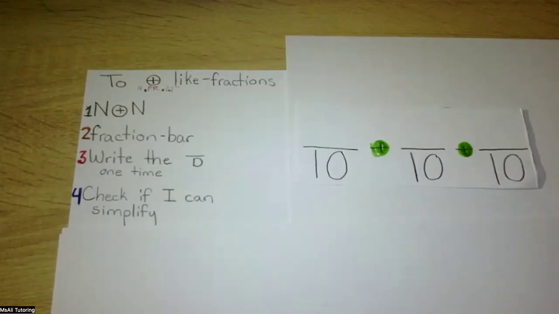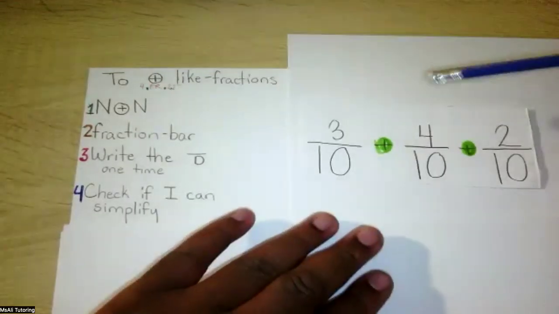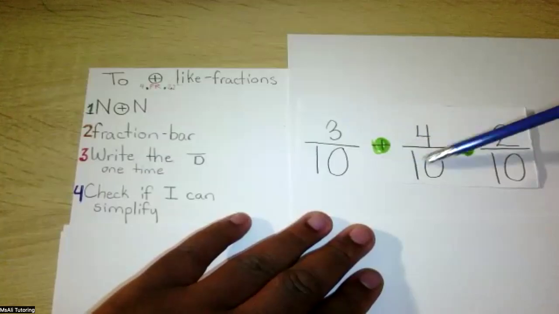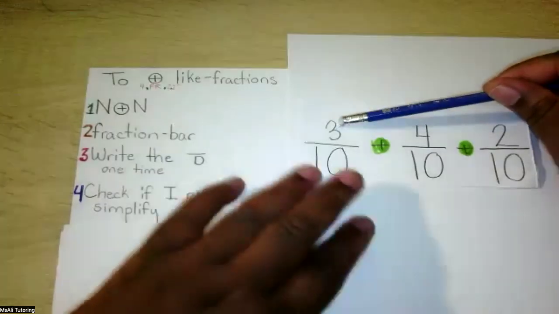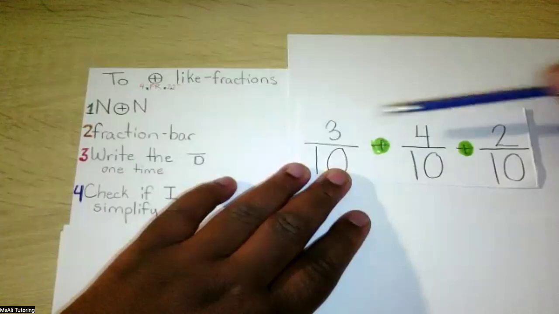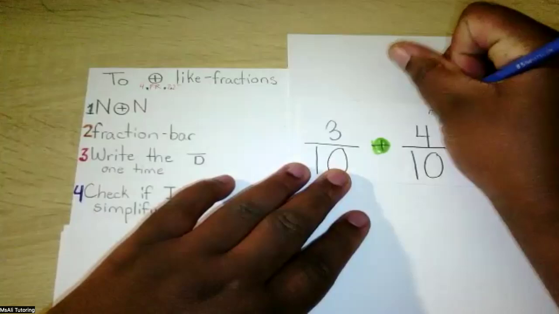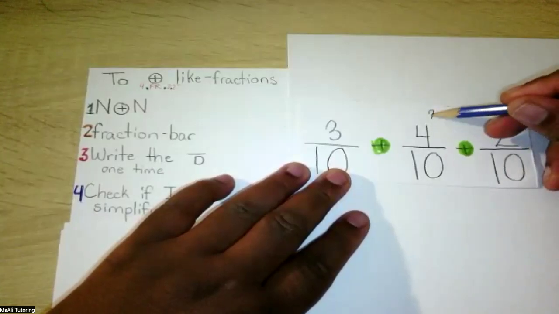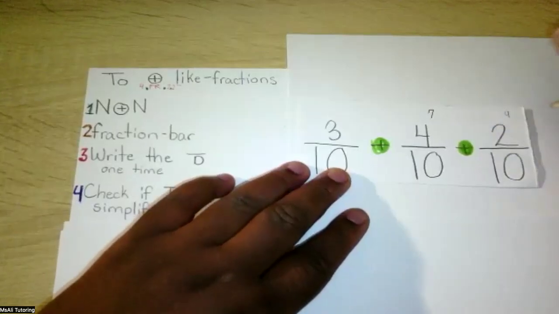So let's say there are some numerators here. So now we have 3 tenths plus 4 tenths plus 2 tenths. These are like fractions, so I'm going to do numerator plus numerator. 3 plus 4 gives me 7. I'm not done. I've got to keep adding. 7 plus 2 gives me 9.